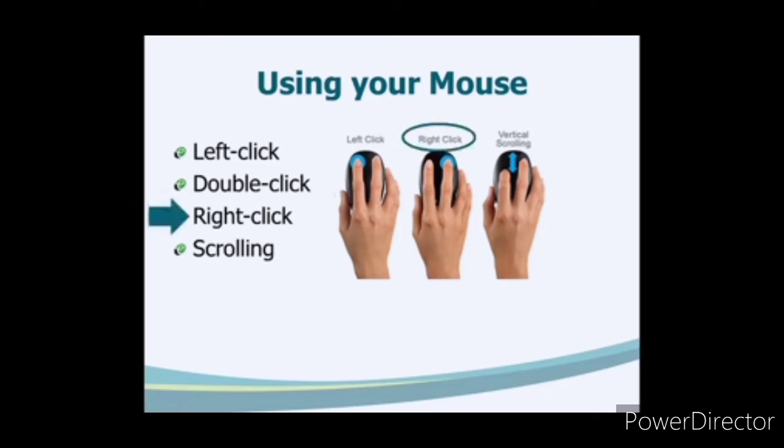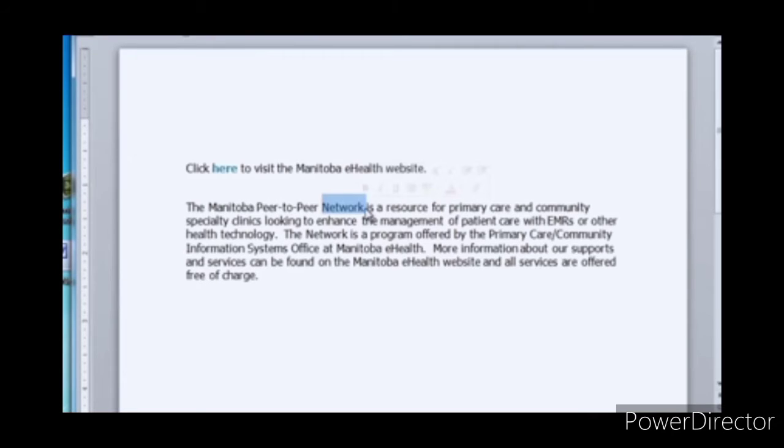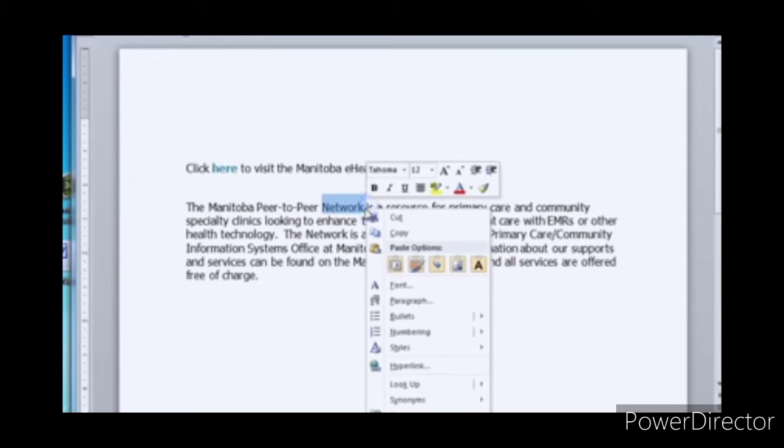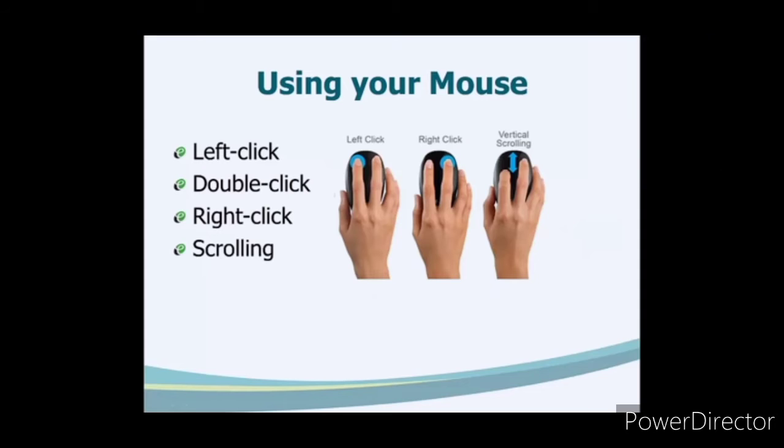Single clicking the right mouse button will access a specific list of menu items. These are context specific. For example, right-clicking on a word in a Word document will open an editing menu, allowing you to change the font and size of your text, along with many more options and additional features that may be available. Another part of your mouse is the scrolling wheel.